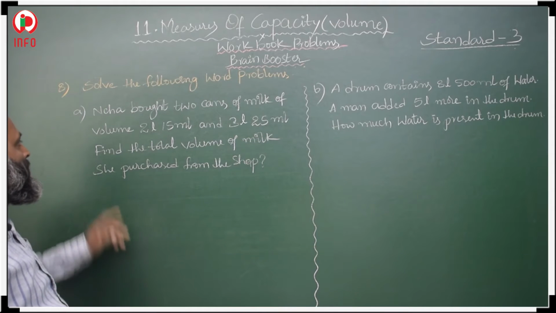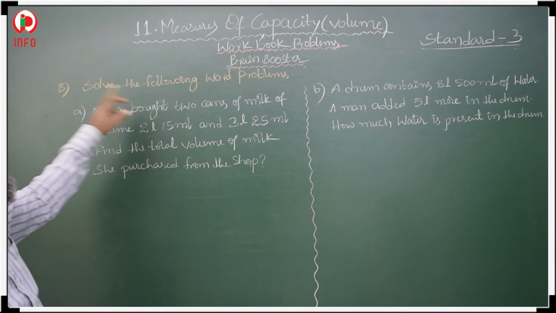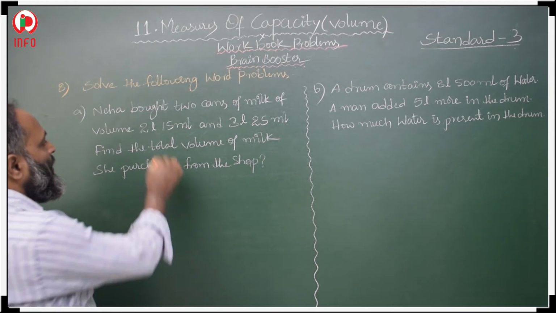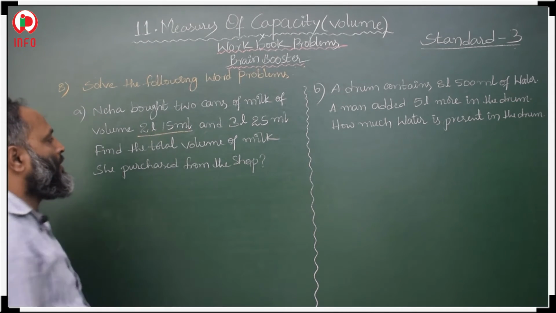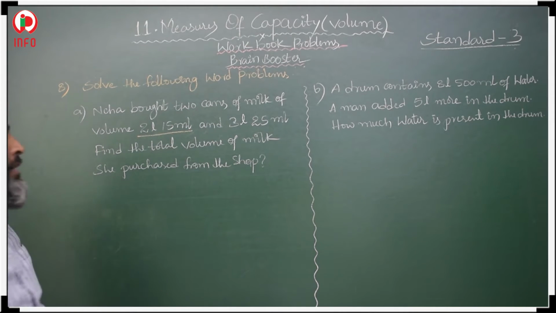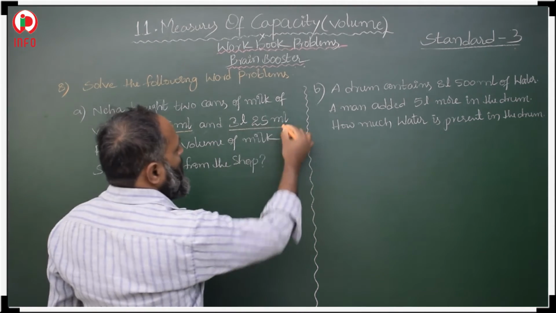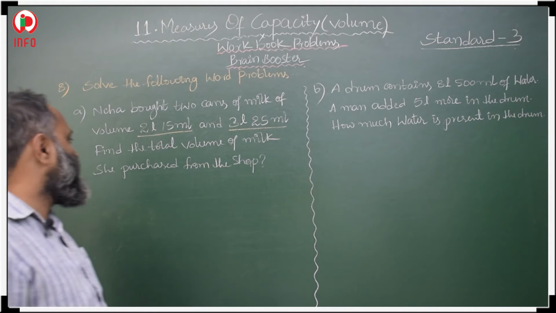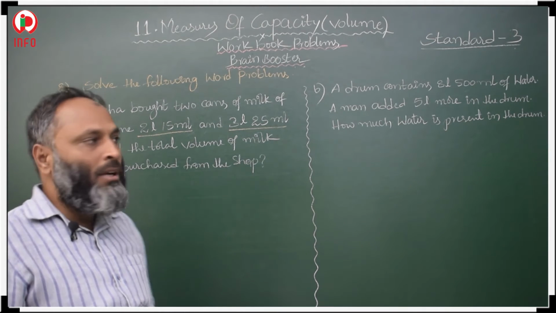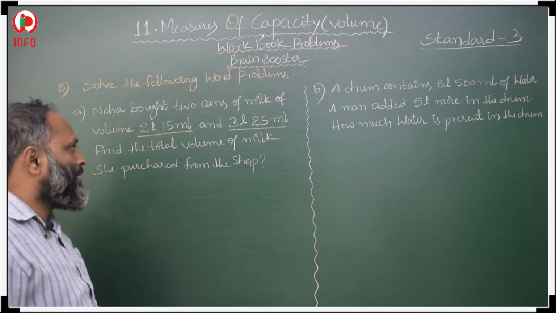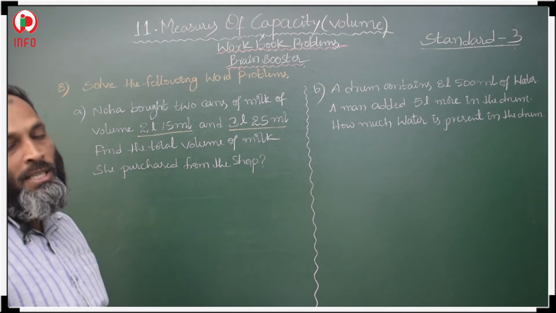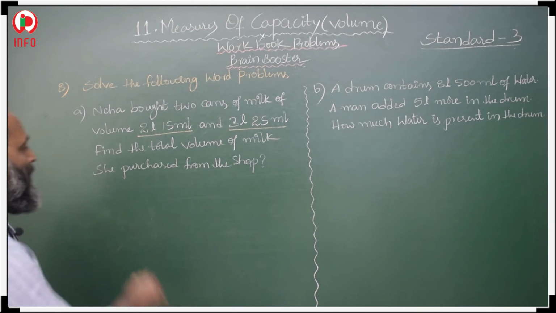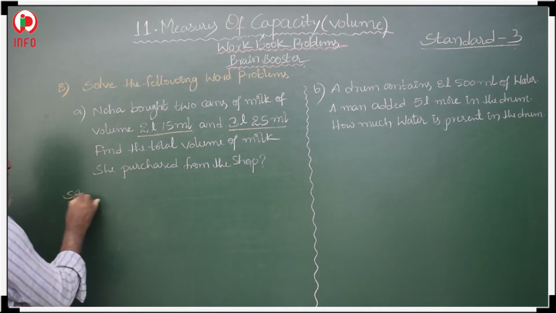Now see here students, in the word problem, Neha bought 2 cans of milk. First can volume is given, 2 liters 15 milliliters. Second can volume is given, 3 liters 25 milliliters. Find the total volume of milk she purchased from the shop. 2 cans she purchased. Okay. So total she is asking, means we have to add.